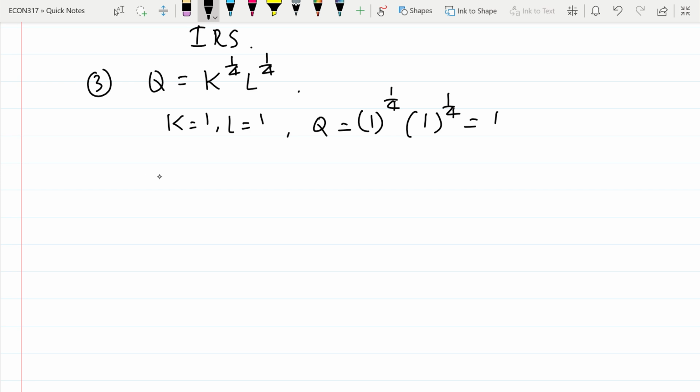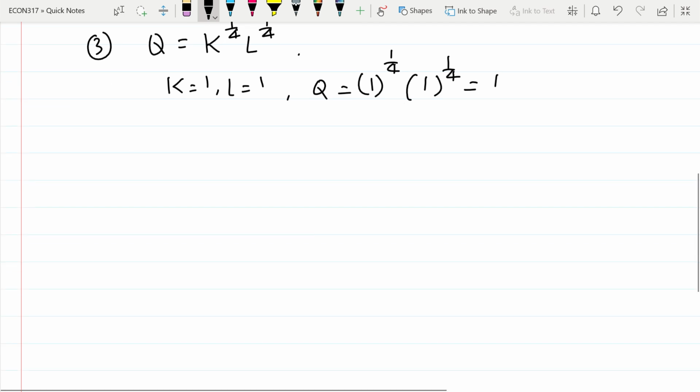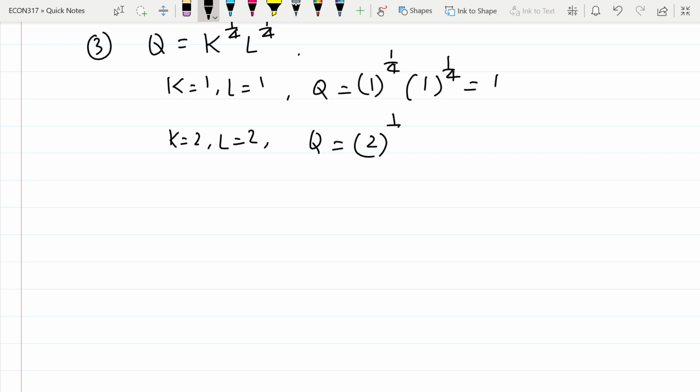Now let's double both the inputs. So I will take K to be 2, L to be 2, and see what is the output. So if K and L are both 2, then Q is 2 to the power 1/4, 2 to the power 1/4, and we know when we multiply, the powers will add, so this is 2 to the power 1/2. Quarter and quarter add up to 1/2, which is square root 2, or if you use a calculator you will find something like 1.414, going on and on.